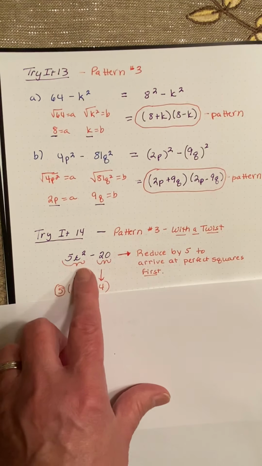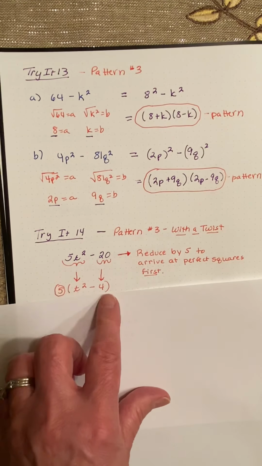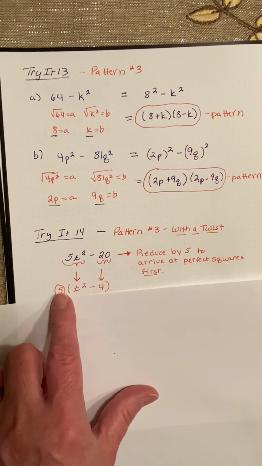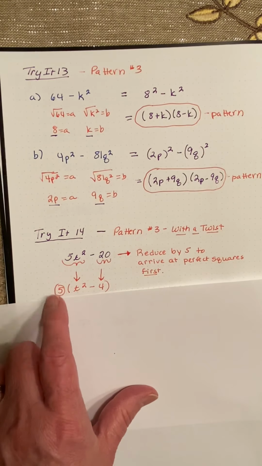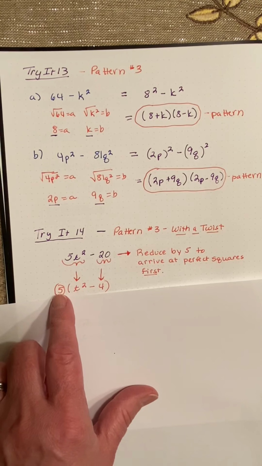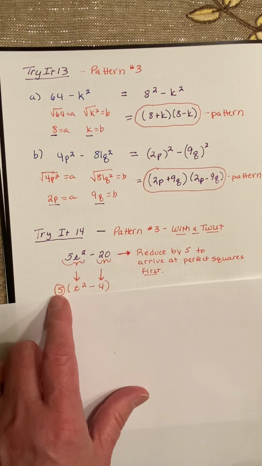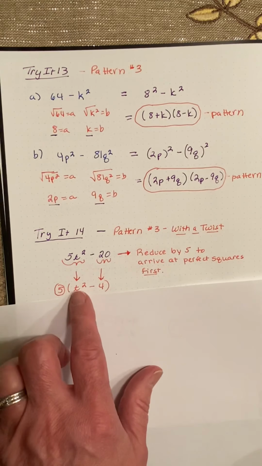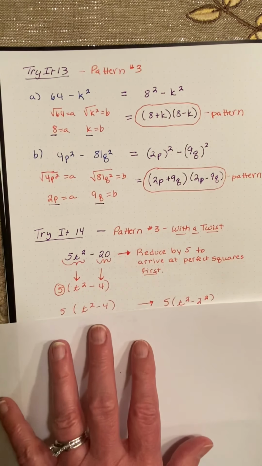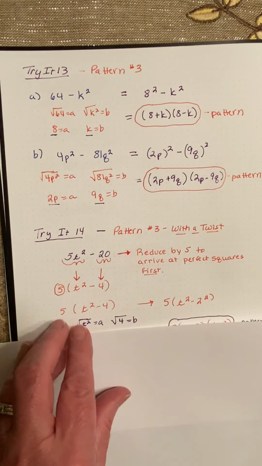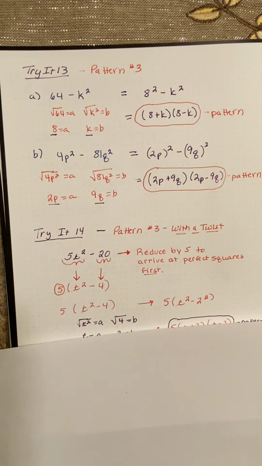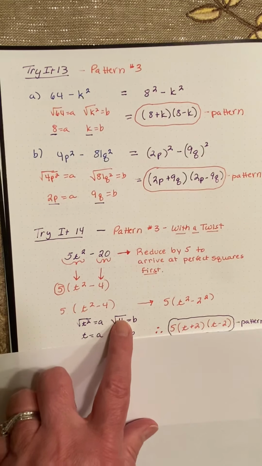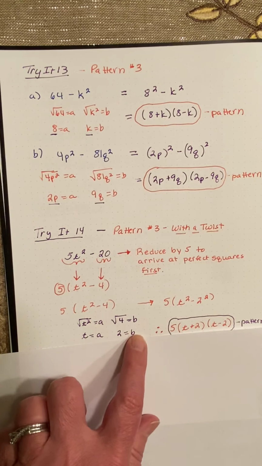I circled the 5 because I put the 5 on the outside of this, and I have to keep that. I don't have to do any more with it, but I must include this as I go along, and you'll see why. So now I just use t squared minus 4, and I go through the steps. The square root of t squared will be a, so t is a. The square root of 4 is 2, so 2 is b.